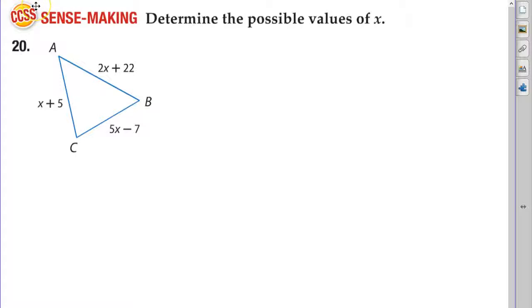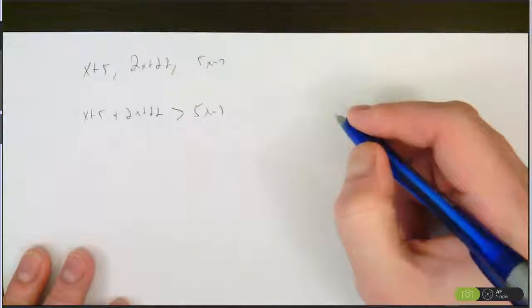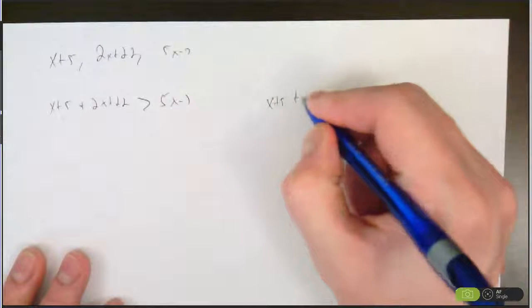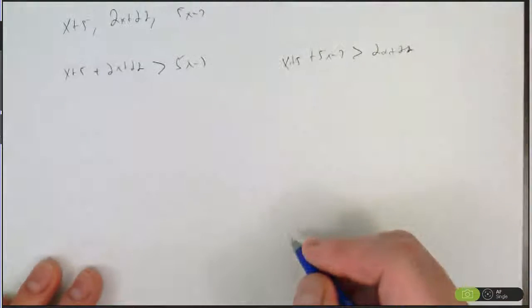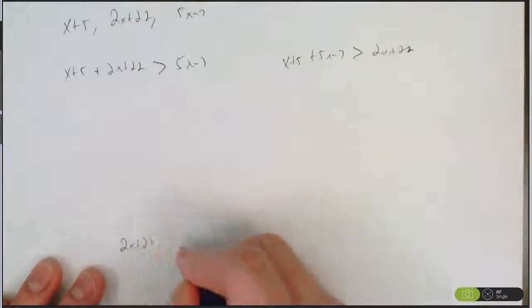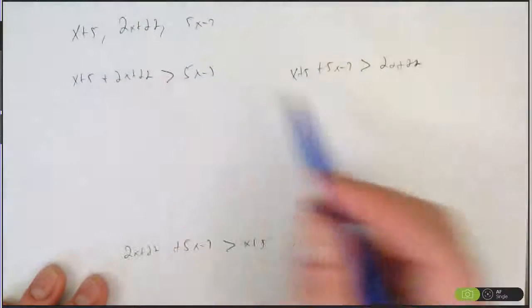Same thing there. Number 20. This time, same idea. We've got x plus 5, 2x plus 22, and 5x minus 7. Those are our three sides. So here's what we set up. x plus 5 plus 2x plus 22 is greater than 5x minus 7. The other one, x plus 5 plus 5x minus 7 is greater than 2x plus 22. And the last one, 2x plus 22 plus 5x minus 7 is greater than x plus 5. That's all the different ways we could set up these three.